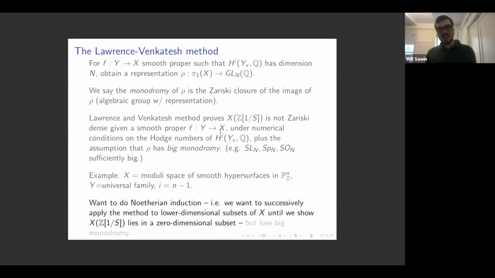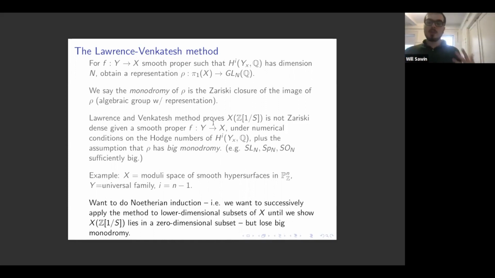At first, this idea seems to work pretty well. So if you have a map from Y to X, you can restrict that map to any subset of X, and it'll still be just as smooth and proper as it was before. If you had any conditions on the Hodge numbers of the fibers before, they're still going to be satisfied after you restrict. So the real thing that prevents us from doing an induction and getting the full finiteness is we don't know if our big monodromy is preserved.